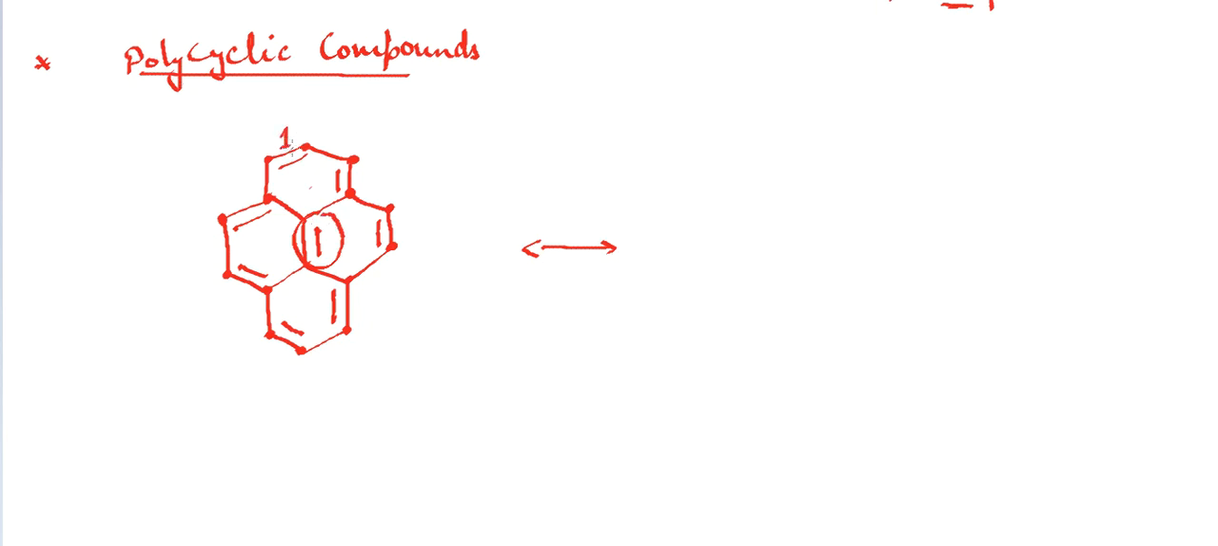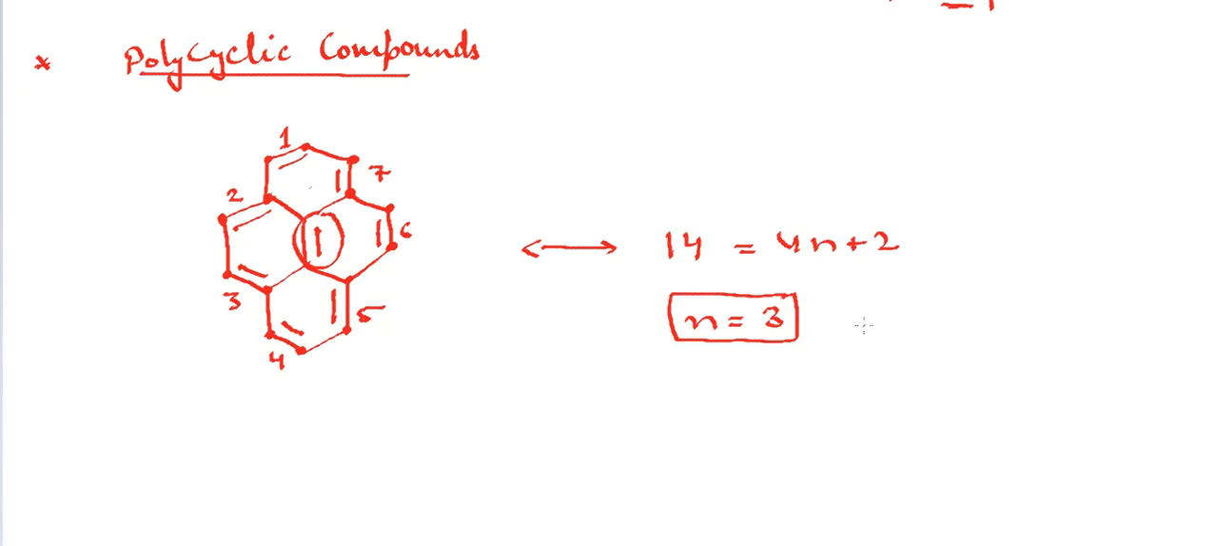So we will count that we have one bond, this one that will delocalize, then two, then three, then four, then 5, then 6, and then 7. That means we have a total of 14 electrons, which when put equal to 4n plus 2, n comes out to be 3, which means it is satisfying the Huckel rule for aromaticity. So this is aromatic. The other factors are also followed in this molecule, that is, it is planar, it is cyclic, and it is completely conjugated. So this is how we can check in case of polycyclic compounds.